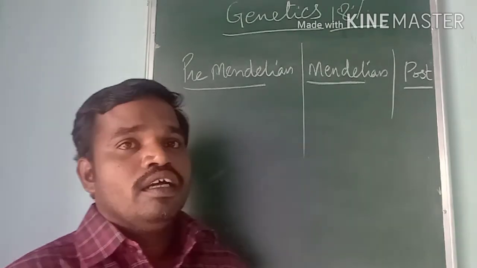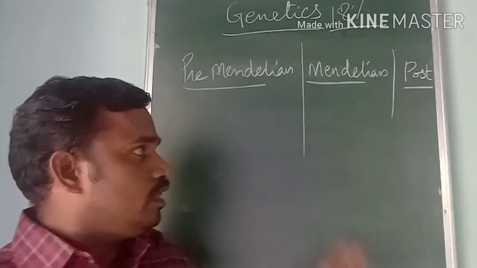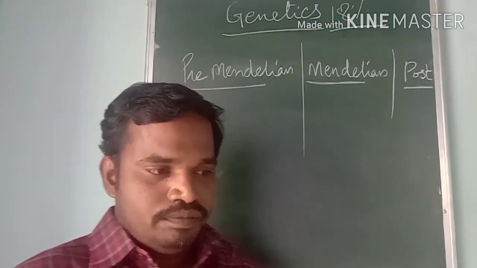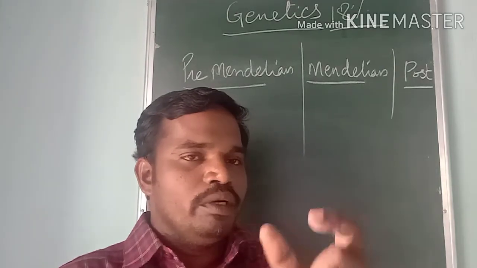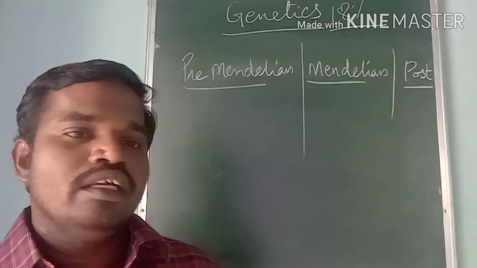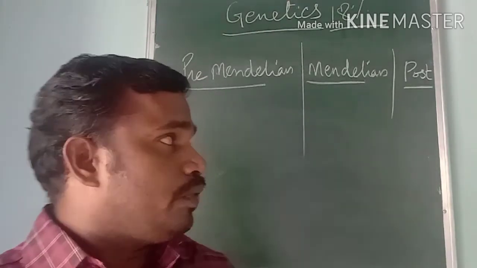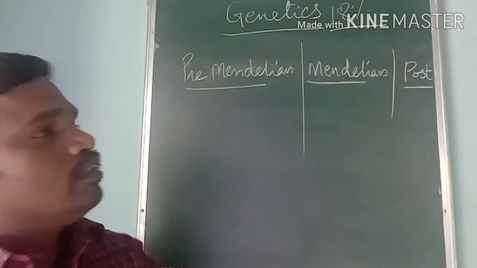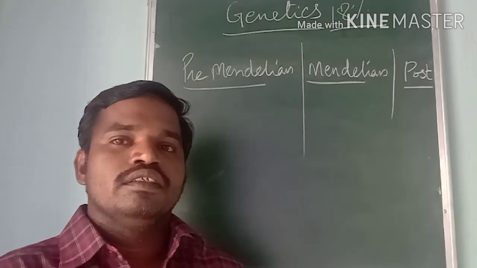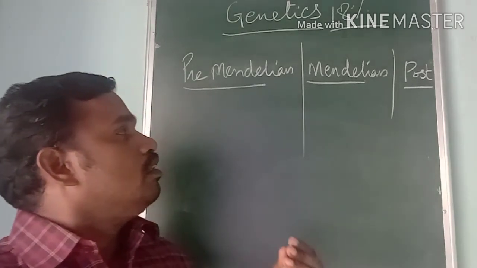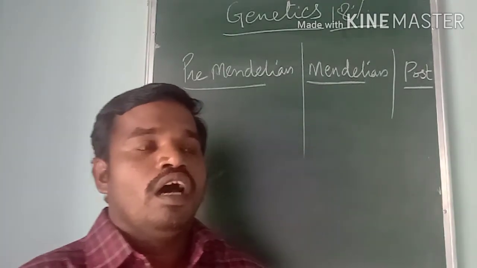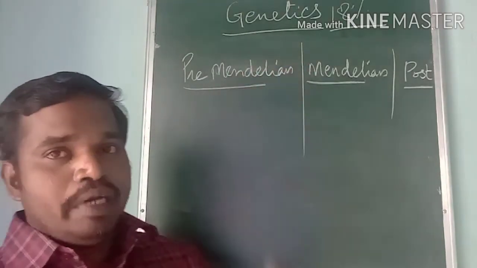Malpighi also supported this preformation theory, and he also said the tiny human beings are already present in the embryo and need stimulation to form offspring. Then followed Darwin's pangenesis theory. According to him, tiny hereditary particles called gemmules get fused to form offspring.